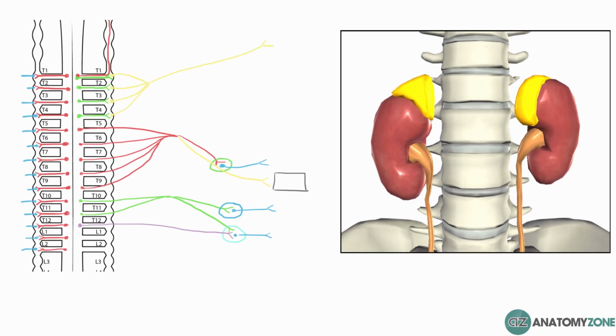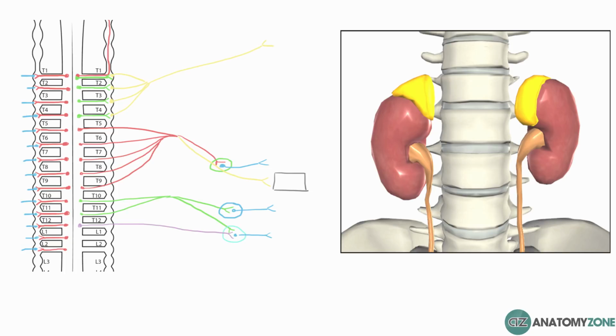Just like other preganglionic fibres, the neurotransmitter between the preganglionic fibre and the adrenal medulla is acetylcholine. When activated, this stimulates the adrenal medulla to release adrenaline and noradrenaline directly into the circulation. So hopefully that's given you some idea about the distribution of sympathetic fibres in the body.